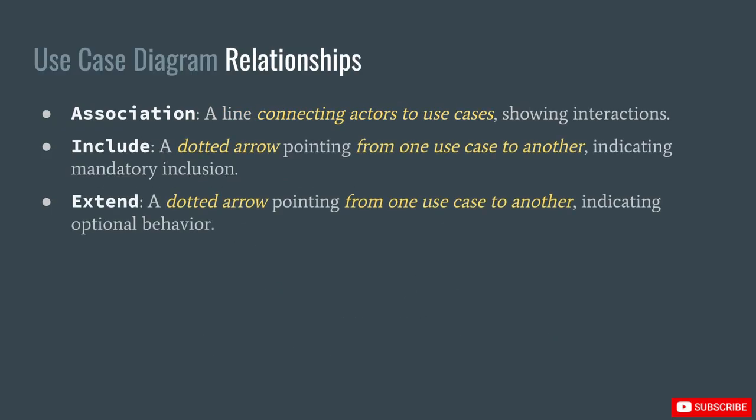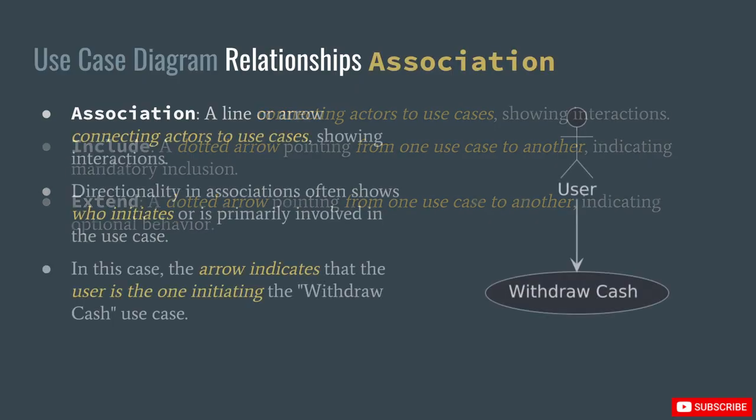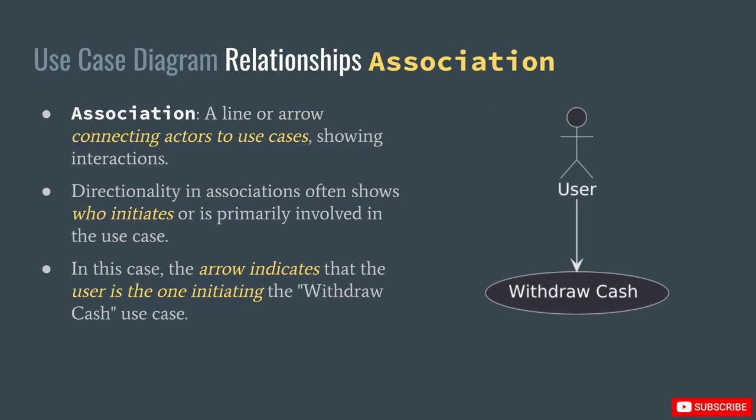Association is a line connecting actors to use cases, showing interactions. Include is a dotted arrow pointing from one use case to another, indicating mandatory inclusion. Extend is a dotted arrow pointing from one use case to another, indicating optional behavior. An association is a line or arrow connecting actors to use cases, illustrating interactions.